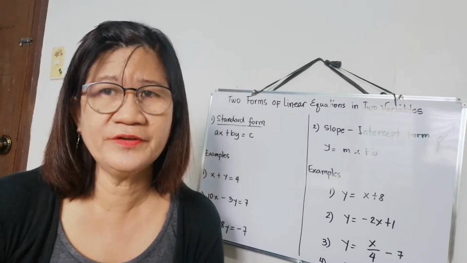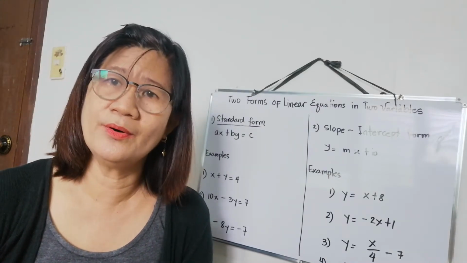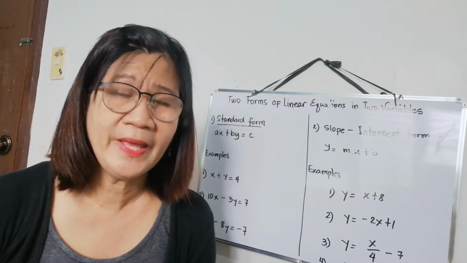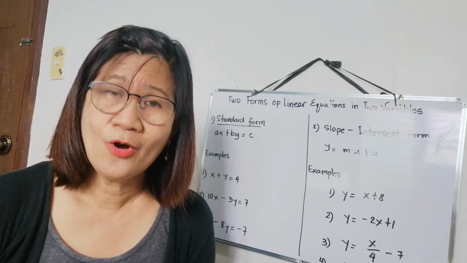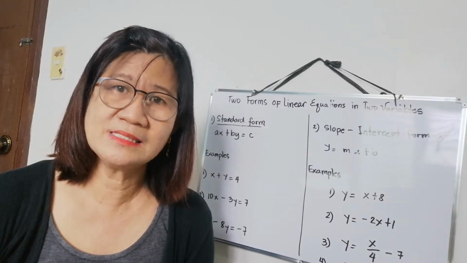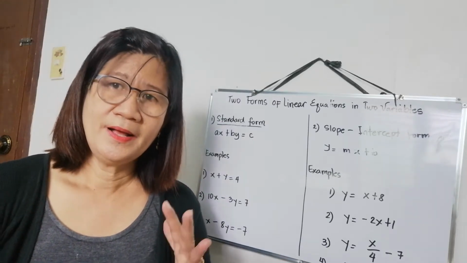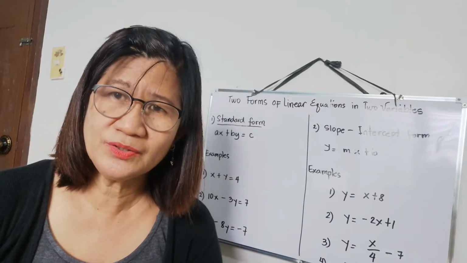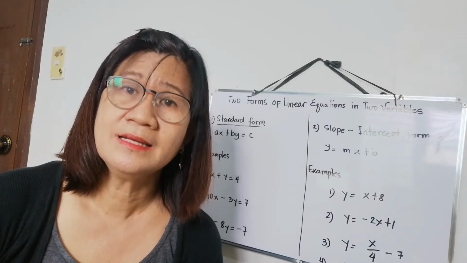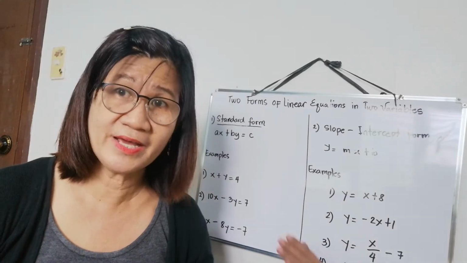Okay, so what is the exact definition of a linear equation in two variables? A linear equation in two variables is an expression that can be written in standard form ax plus by equals c, or it is in the form of slope intercept form y equals mx plus b. Okay? So today, I'm going to discuss to you how to transform or how to rewrite this standard form to slope intercept form and vice versa.